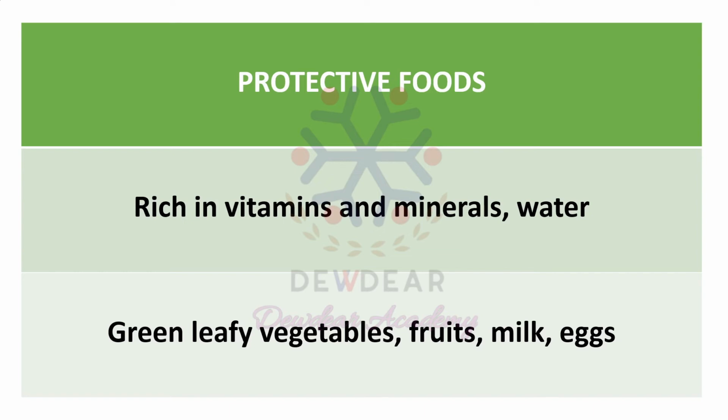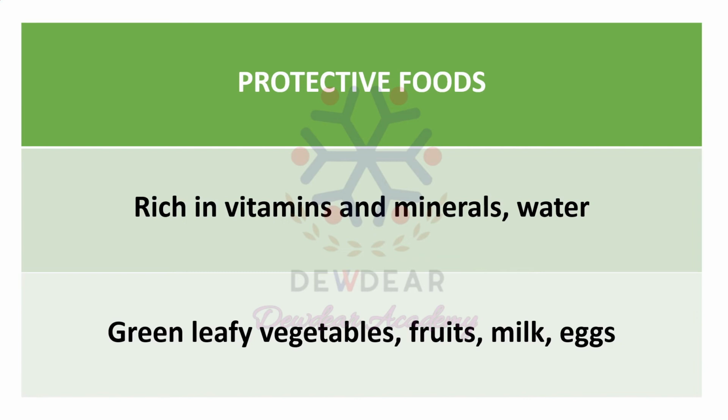Protective foods are the foods, they are rich in vitamins and minerals and also it include water. The regulatory functions of the body is mainly depending upon these protective foods. The regulatory functions include maintenance of water balance, temperature, heartbeat and all. And then what are the important food items which are rich in these vitamins, minerals and all?